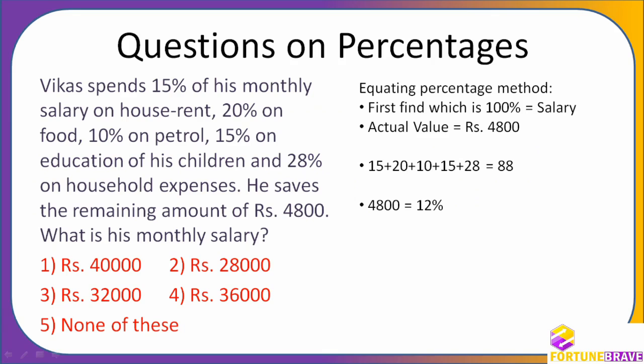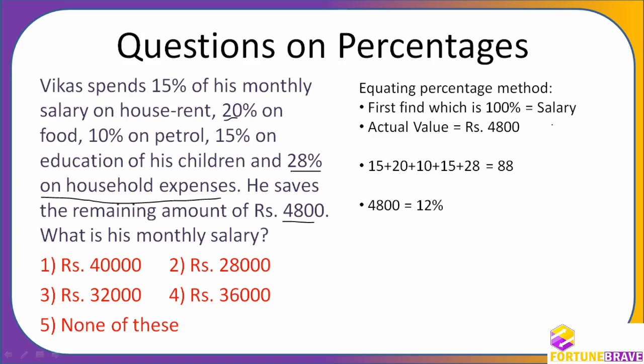The first question is in front of you, and you will see how we will solve this question. Vikas spends 15% of his monthly salary on house rent, 20% on food, 10% on petrol, 15% on education, and 28% on household expenses. He saves the remaining amount of rupees 4,800. What is his monthly salary? So this is what we are going to solve.